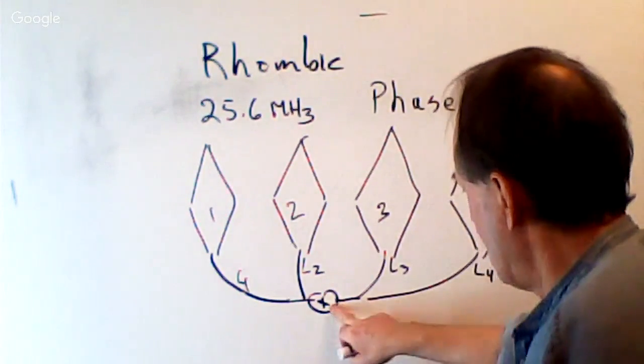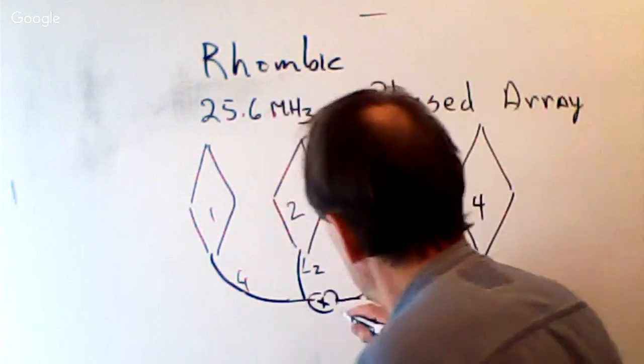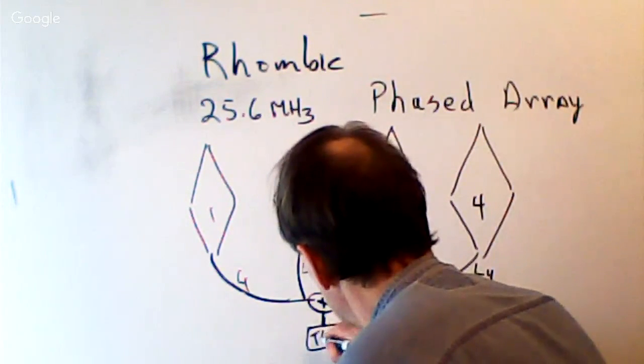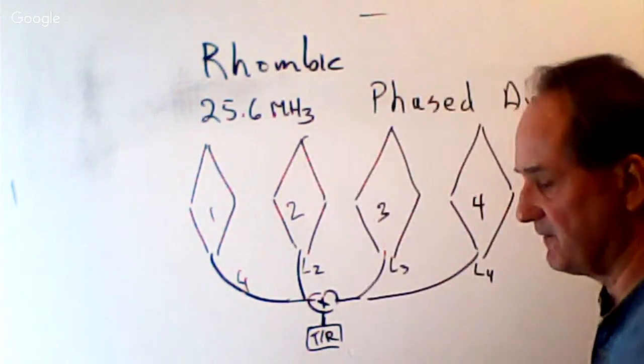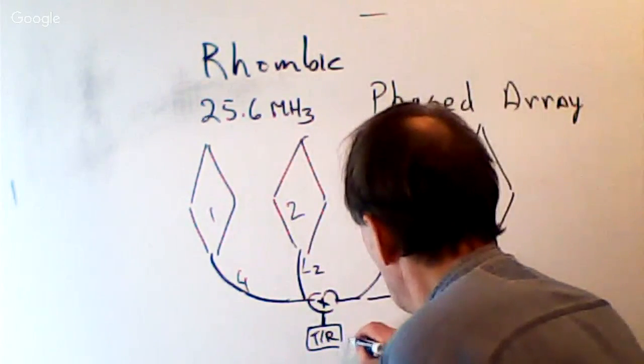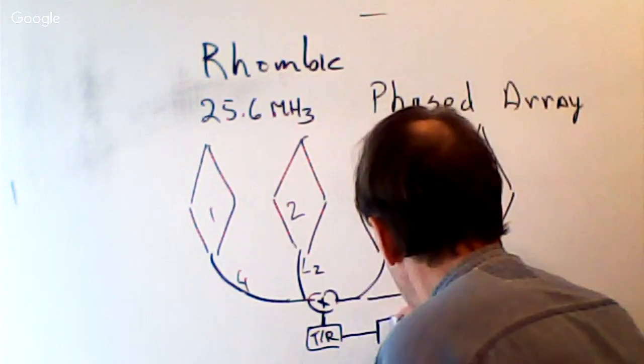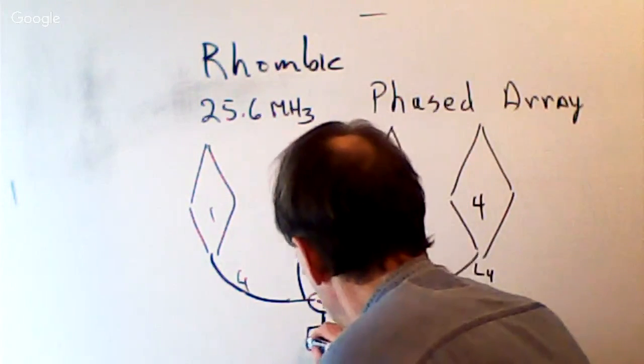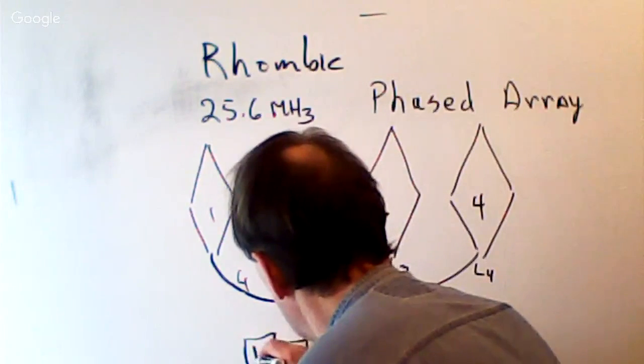Then once it goes into the combiner, this thing goes into what we call a TR switch, transmit receive. And on one side of the switch, you have your transmitter. And on the other side of the switch, you have your receiver.